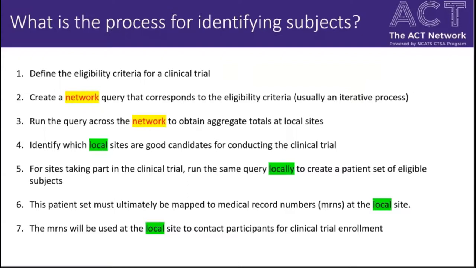So first we have to figure out what the eligibility criteria are, as we did in our last example. And we have to make that into a query at the network level. Once we have that query defined in the way that we like, we have to run it across the network. Now we've run it across the network, and we have to look and see what sites we want to work with, and which ones have enough patients.